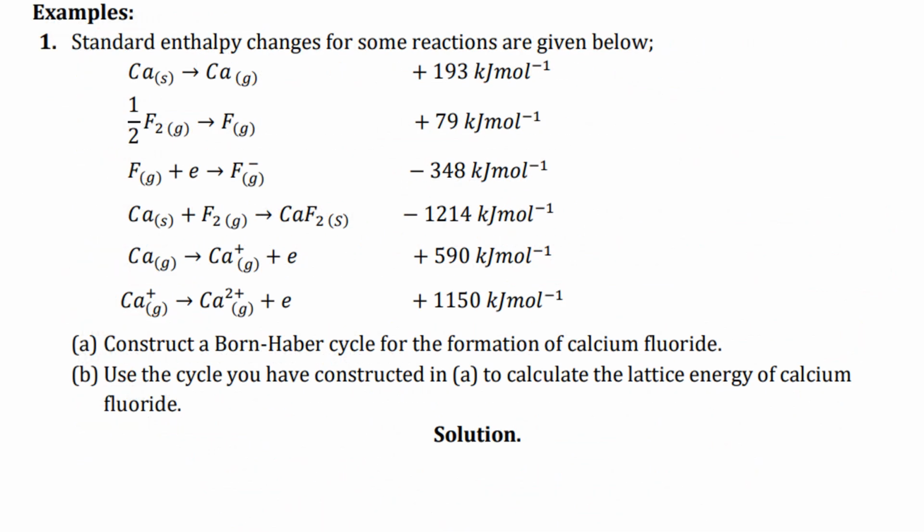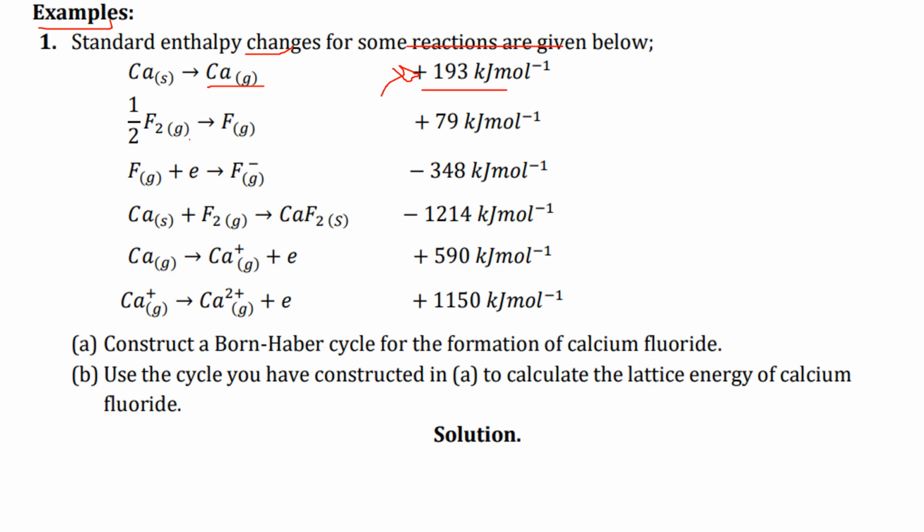Now demonstrating that, we are going to be looking at the following example. In this example, we are being provided with the standard enthalpy changes for some reactions that are given below. This is called atomization of calcium. Atomization of 1 mole of calcium atoms, or the atomization energy of calcium, is positive 193. It's positive because atomization of any element requires energy.